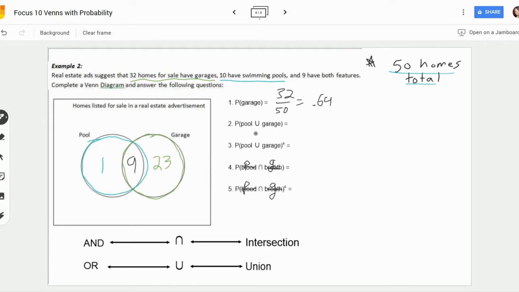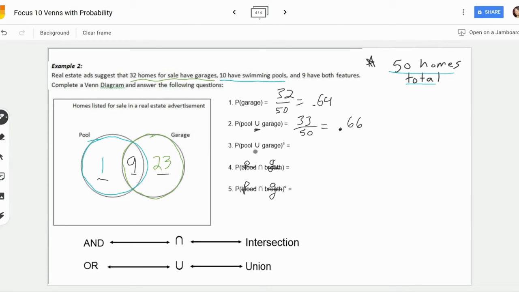Then this is more of the tricky part, where it says, what's the probability that a house selected from this ad has a pool or a garage? The "or" is the tricky part. It means a house that has a pool counts, a house that has a garage counts, and the houses that have both also count. So we would just add up each of these 3. All of the "or"s are going to be like that: this or that or both. So 32 plus 1 is 33, and that's 0.66.